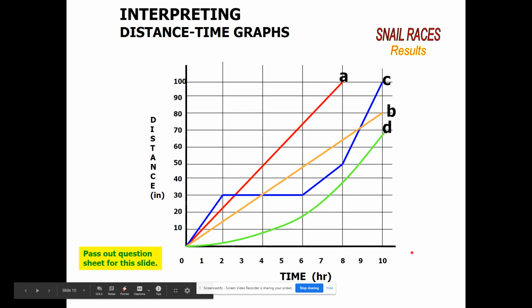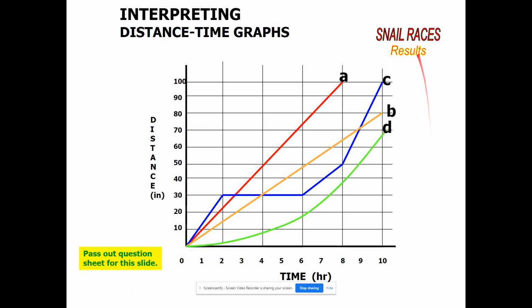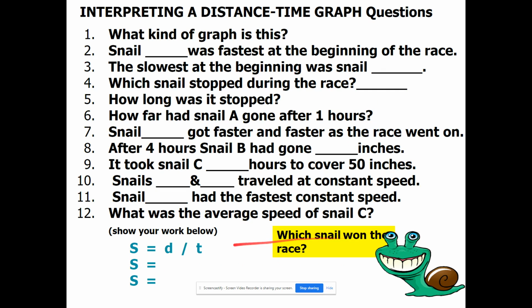So here is where I want you guys to try to create your own graphs. But first, I want you to try and interpret these 4 lines of some snail races, believe it or not. Snail A, snail B, snail C, snail D. And at this point, you can jump out of present mode by hitting your escape key.